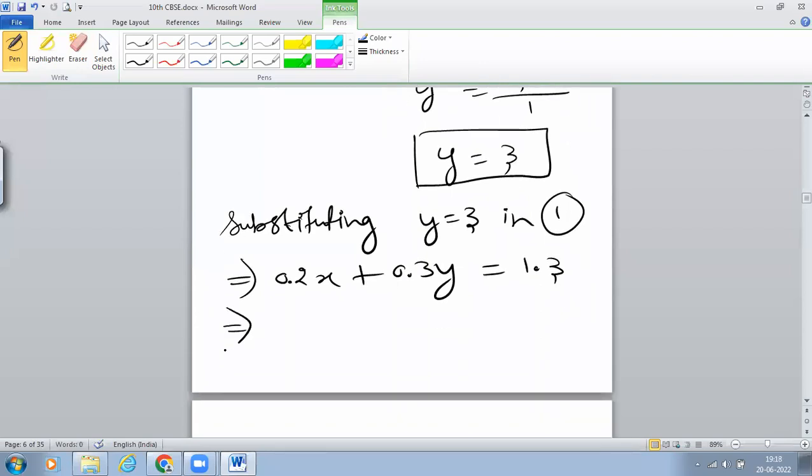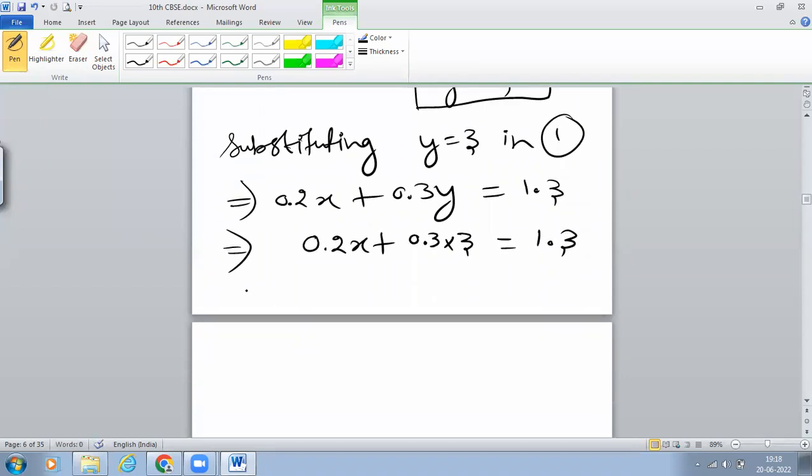So what we'll get is 0.2 into x. See here, we have to find the value of x, plus 0.3 into y. In the place of y, we have to substitute the value of y, that is 3. 0.3 into 3, which is equal to 1.3. Now what we'll get is 0.2 into x plus what is 0.3 into 3? That is 0.9. Which is equal to 1.3.